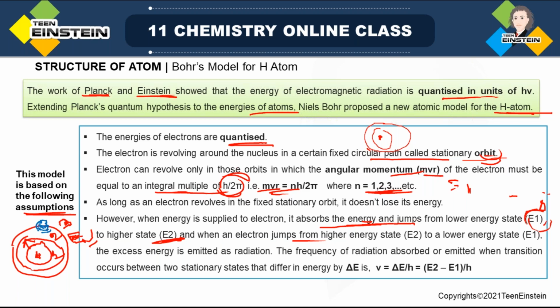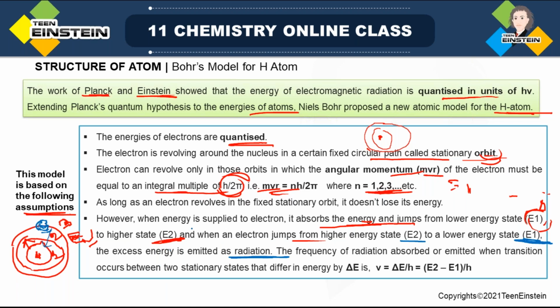So the electron is present here. From orbit 3, now it is coming to orbit number 1. That means now there will be a transition from a higher energy state to a lower energy state. Here it is mentioned E2 to E1, but it may be any other state also. The important point is that now excess energy will be emitted in the form of radiation. That is the difference from the previous process.